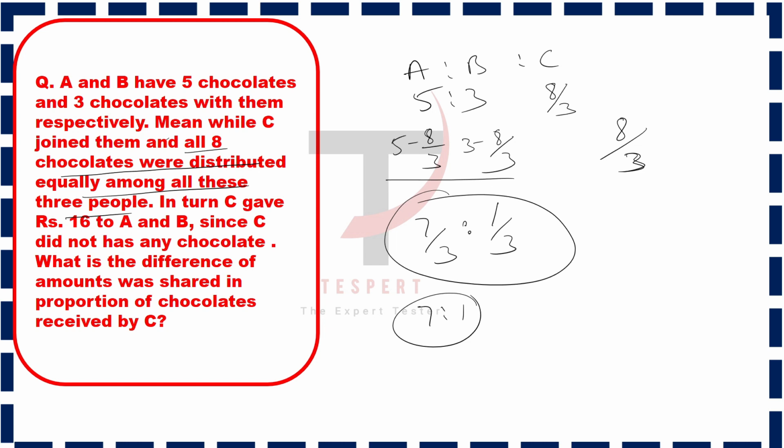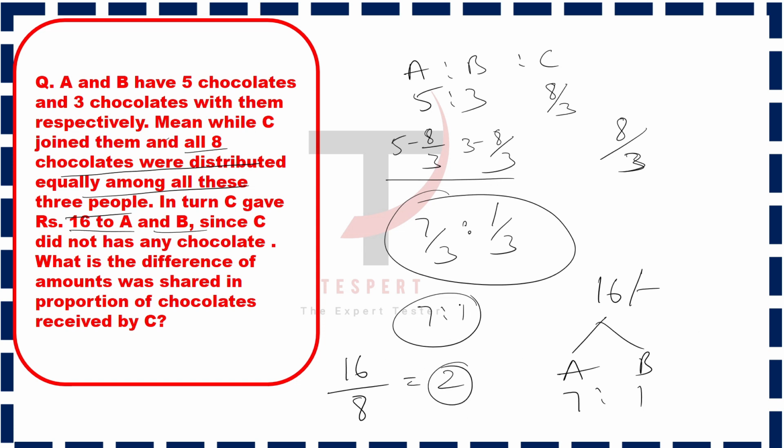So rupees 16 will also be divided in this ratio. As C gave rupees 16 to A and B, 16 will be divided for A and B in the ratio 7 is to 1. So we have total 16 rupees, divided between these two. So 7 plus 1, total parts are 8. So 8x is equal to 16, x is equal to 2. Substitute this. So A is equal to 7x, 7 into 2, which is 14, and B is equal to 1x, that is equal to 2. So what's the difference? 14 minus 2, that is 12. So 12 is the difference of amounts that was shared in proportion of chocolates received by C.